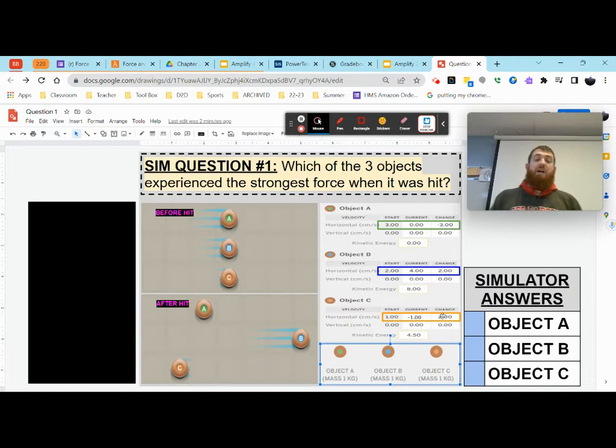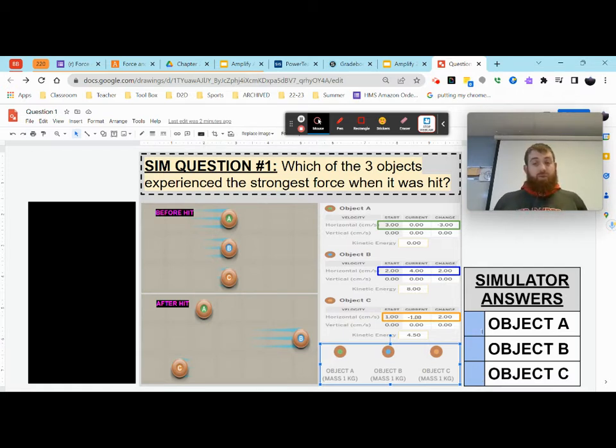Your job is to decide which object experienced the strongest force based on the fact that they all had the same mass, they all had different velocity changes, and each of their velocity changes was unique. So your options are object A, object B, or object C. Which one experienced the strongest force? Go ahead and select your answer, pause the video here, and then start it again to look at the answer and see if you got it right.